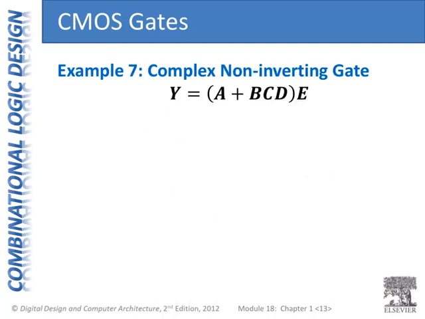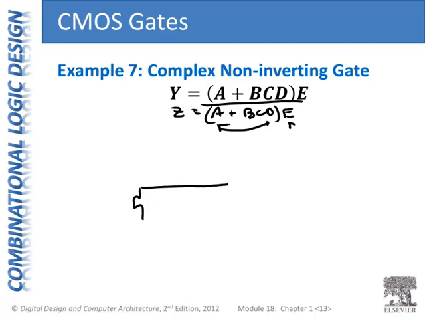So here's another example. We have a complex non-inverting gate. So we're going to do the same thing as we've done before. We're going to say Z is equal to A or B, C, D, and E, all of that bar, and then we'll invert it. So now we're going to get, these are in an OR relationship, and then these are in an AND relationship.